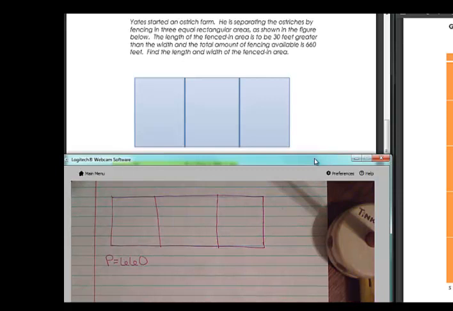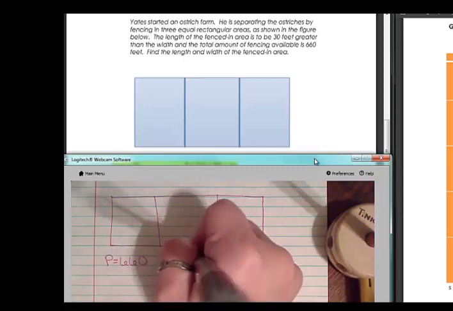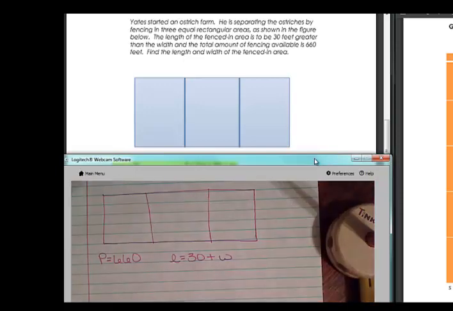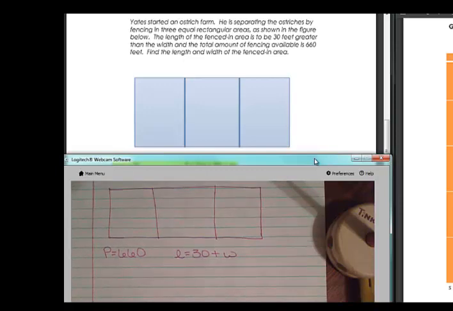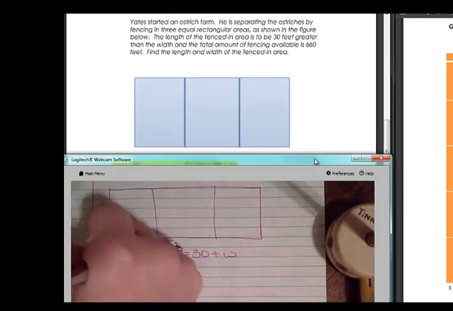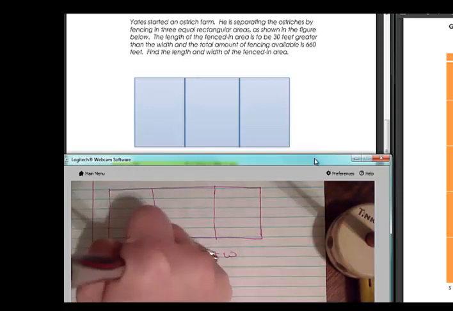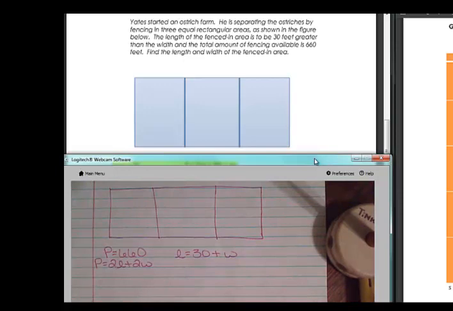Now that's all good and dandy. Let's go back up, and it says the length of the fenced-in area is to be 30 feet greater than the width. So we get length is to be 30 feet greater than the width. Now, when we're doing perimeter problems of rectangles, like we've been doing, perimeter equals 2L plus 2W. That's what we've always been doing. But my question to you is, how many W's do we have in this case?